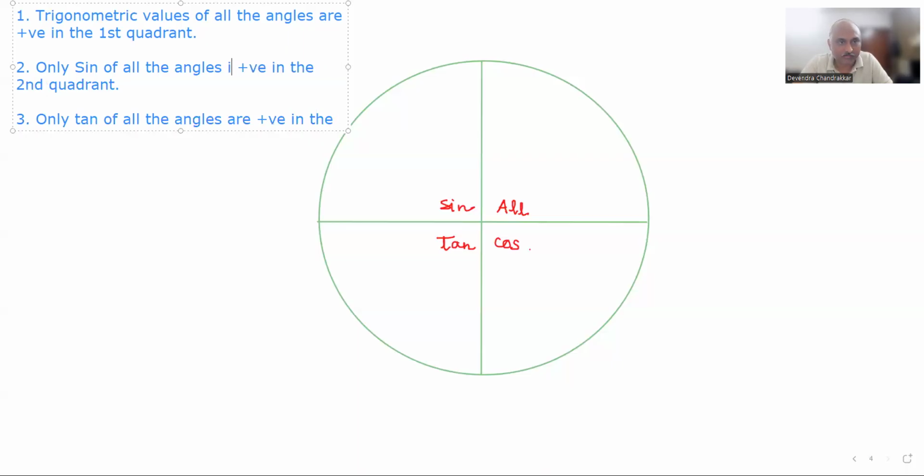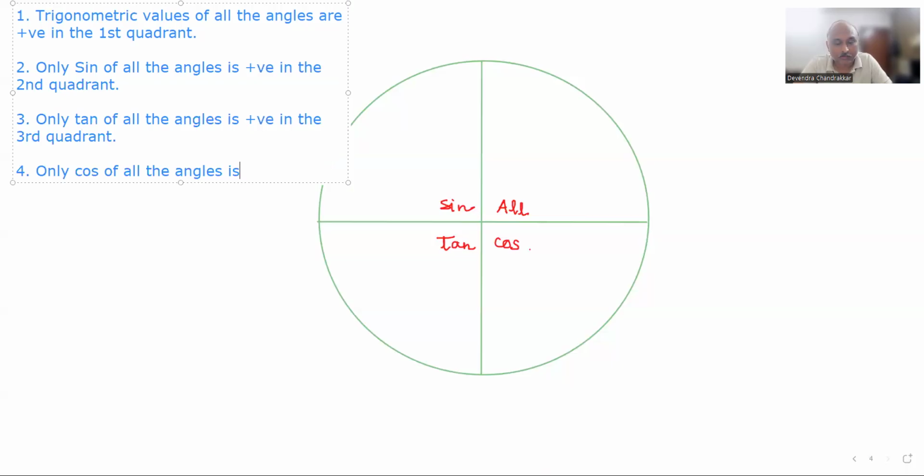इसको लिखो. Is positive in the third quadrant. देखो, these are rules which you need to remember. Okay? Only cos of all the angles is positive in the fourth quadrant.